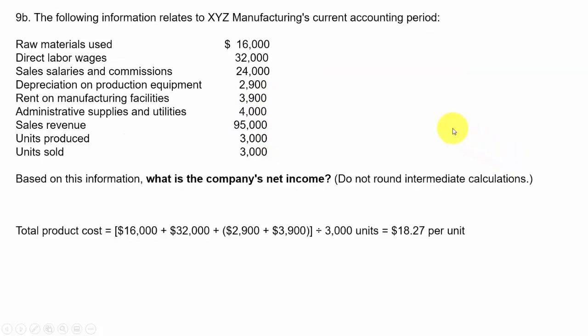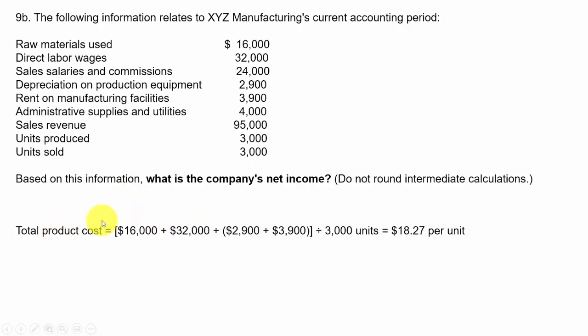Okay, next question. We have a set of information here. We've got raw materials, labor, sales, salaries, depreciation, rent, administrative supplies and utilities, sales revenue, units produced, units sold, and they want to know the company's net income. Okay, net income: we're going to take all of the costs, first of all, that are product costs, and we're going to figure this out just like we would make up an income statement.